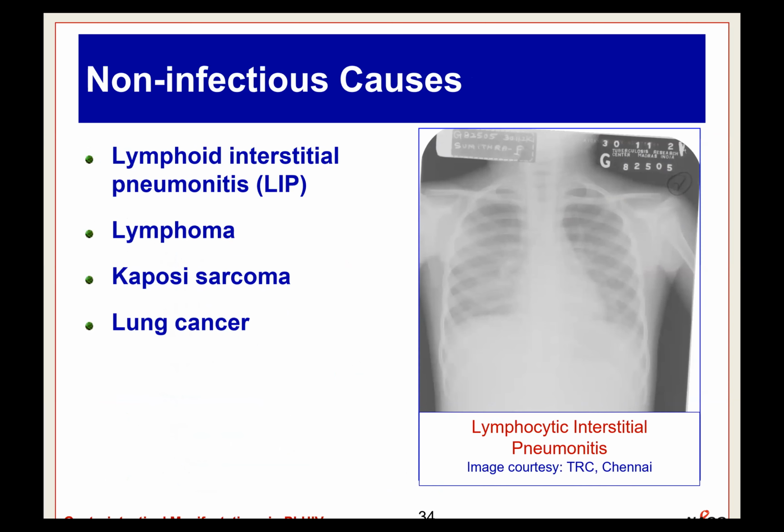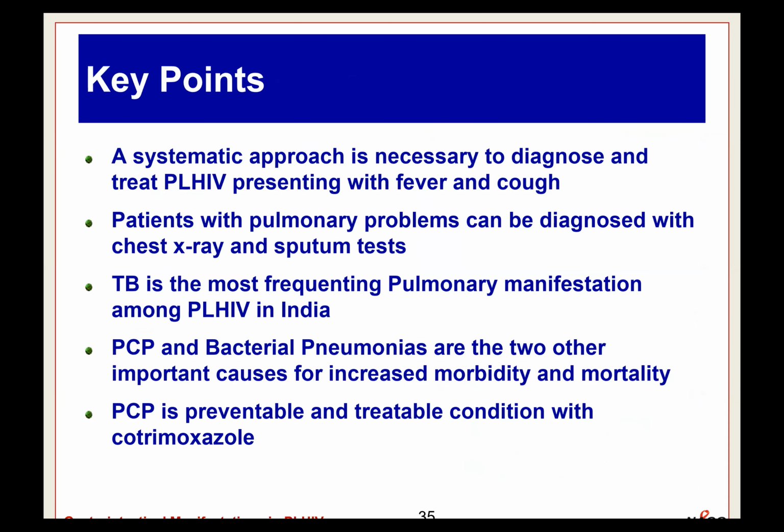There are non-infectious causes which may also manifest as pulmonary manifestations, like lymphoid interstitial pneumonitis, commonly called LIP. It is again an interstitial disease. If you give steroids, again patients get better. Again, ART initiation will be important. Lymphomas, Kaposi sarcoma, and lung cancer are the other non-infectious causes of pulmonary involvement.